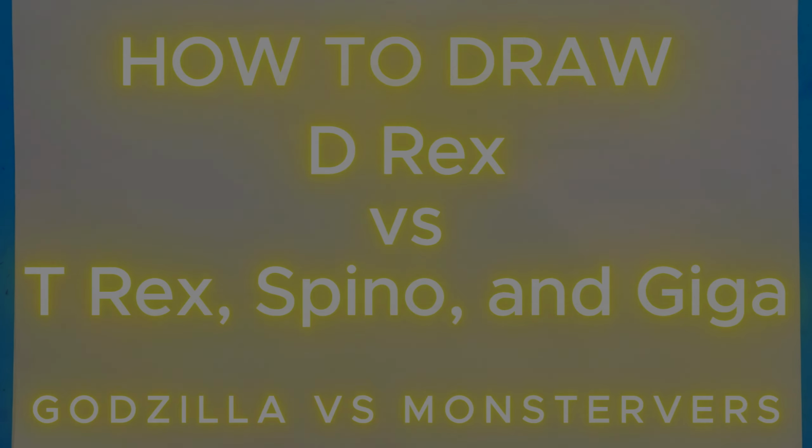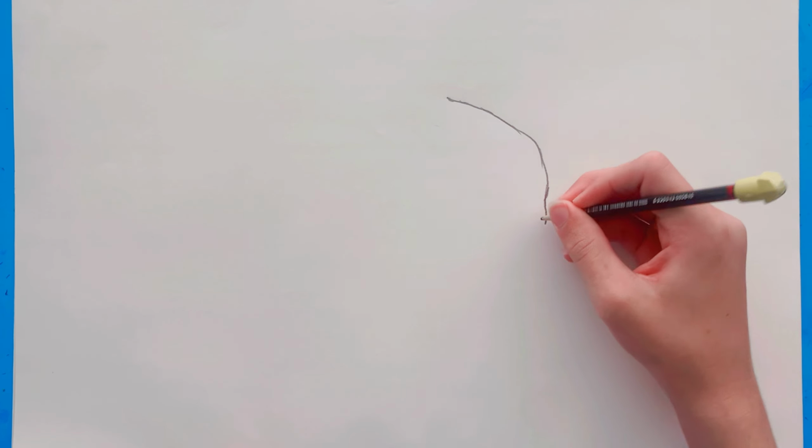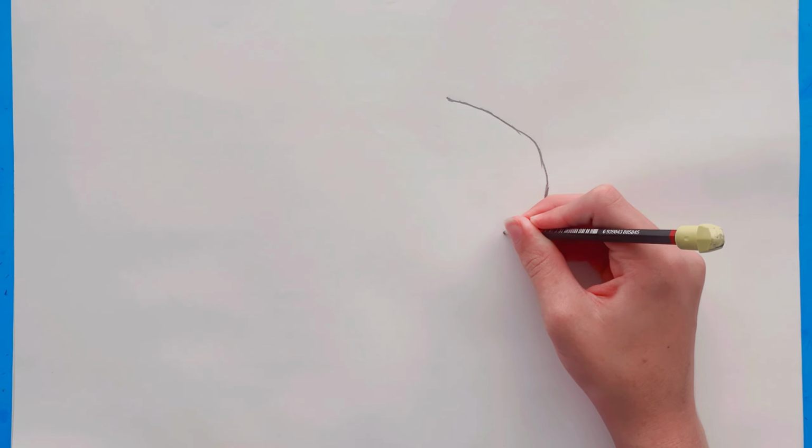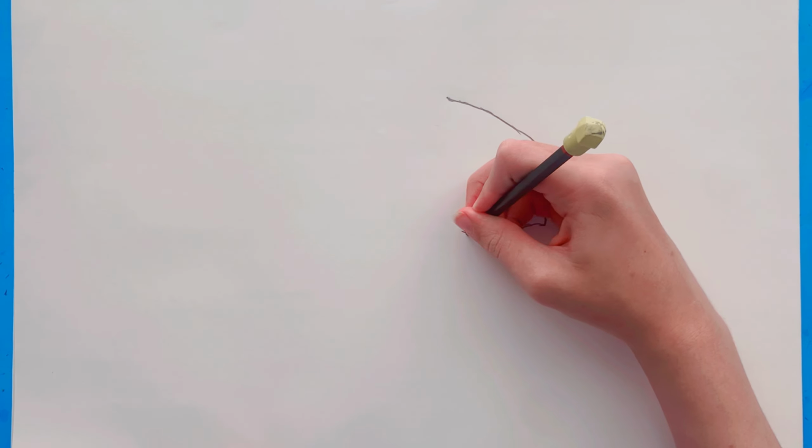Another video. Today we are going to be drawing Distort Rex versus the Giganotosaurus, T-Rex, and Spino. I'm just going to start with the Distort Rex head, and it's just going to start up here, and I'm going to make it come down to right there. Second, I'm going to make his snout coming out. So this is just the snout. I'm going to make it come in right here. And then it's just gonna come up right there.